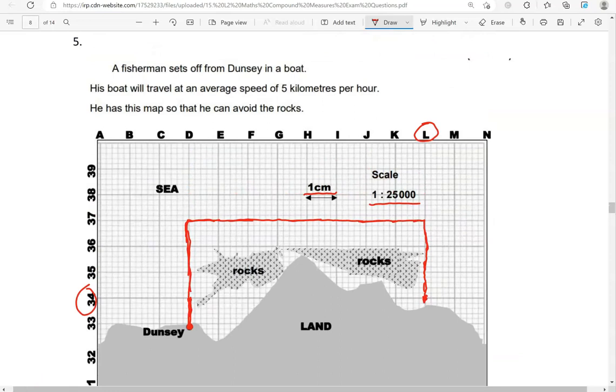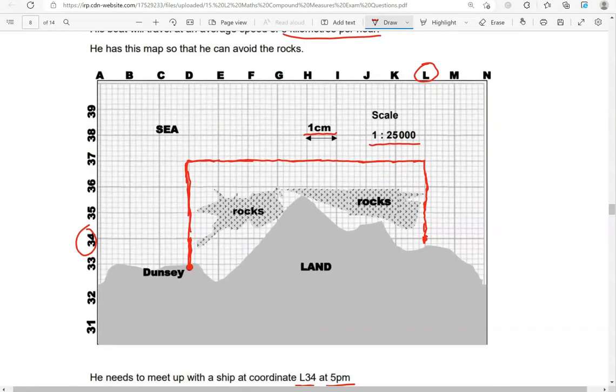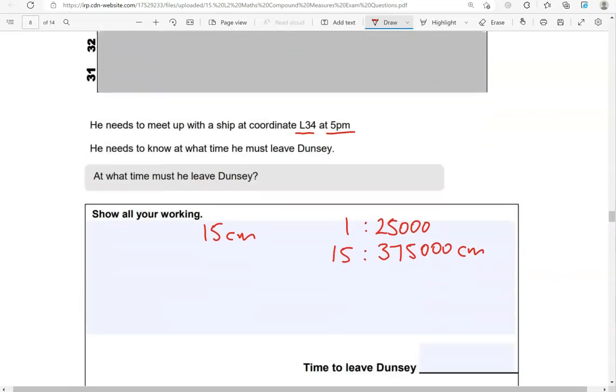So the boat will travel at an average speed of 5 kilometers per hour. So let's just work this out in kilometers. We've got it in centimeters, 375,000 centimeters. If we convert it into meters first, dividing this by 100, we get 3,750 meters. Now, in 1 kilometer, there are 1,000 meters. So we're going to divide this by 1,000, which gives us 3.75 kilometers.